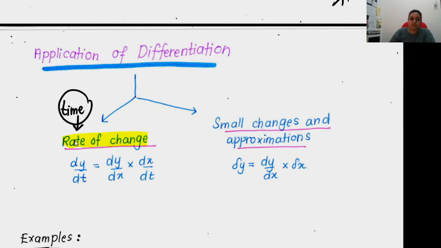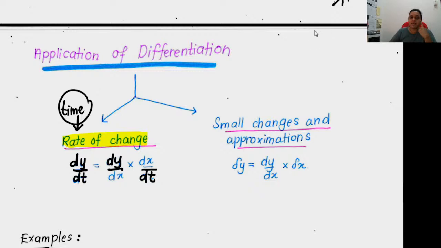So we are going to use the formula dy/dt. Very easy. All you need to remember is put the dy at the top and the dt at the bottom, and in the middle here will be dx and dx. Now, this formula is not given in the exam because sometimes there are different types of questions.